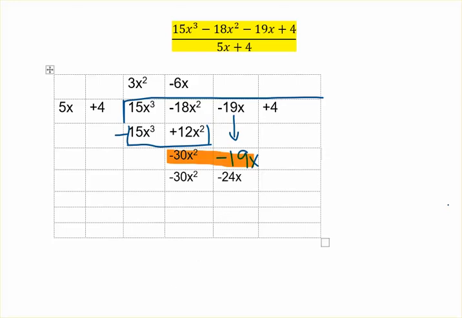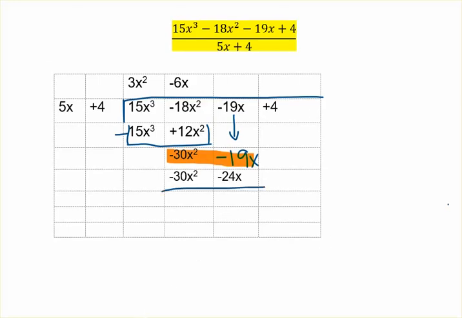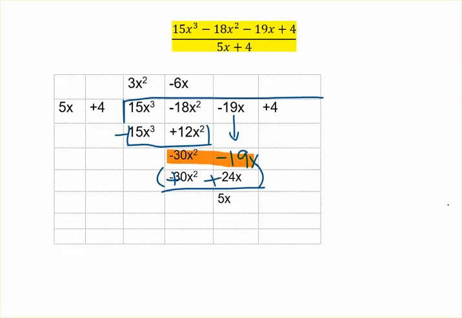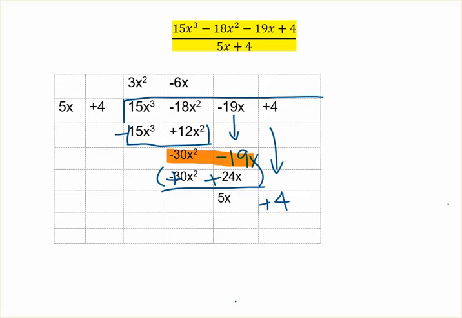So long division says we're going to subtract those. So when I'm subtracting that, remember subtracting a negative is adding. So I'm going to go ahead and make those both into addition, subtracting a negative. So negative 30x squared plus 30x squared is 0. Negative 19x plus 24x, that gives us 5x. Then we're going to drop down that plus 4. So 5x plus 4 divided by 5x plus 4 is 1.